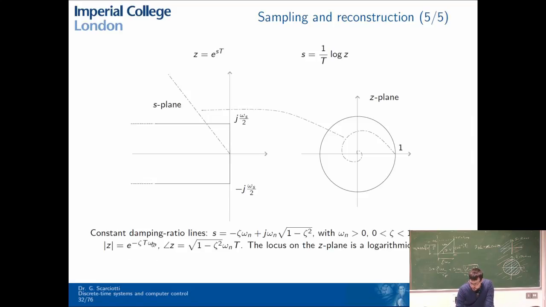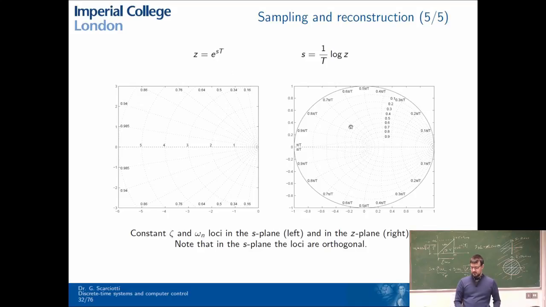So we see that the absolute value behaves as a decreasing exponential, and the phase is behaving linearly with omega n. The rest is constant, so omega n is moving as a linear function. So this will create, in the z domain, what is called a logarithmic spiral. So something whose phase is moving as a linear function, but whose absolute value is decreasing exponentially. So it creates this very nice spiral.